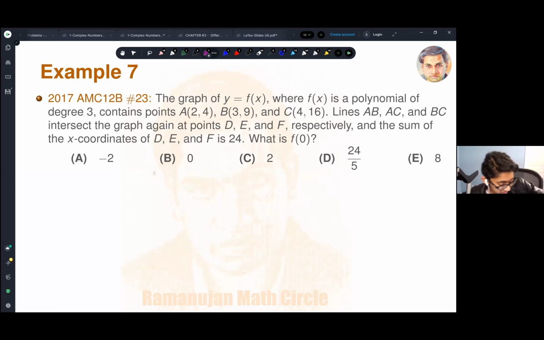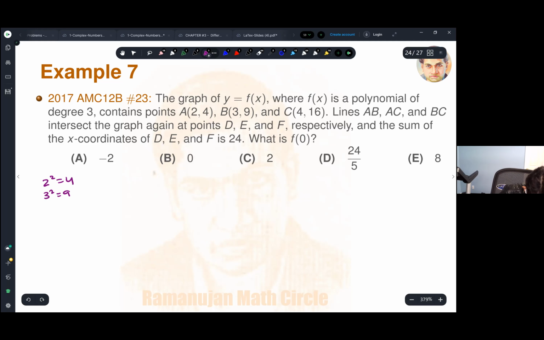All right. Let's get to this question. So first things first, what we realize, I think off the top of our heads, is that 2 squared is equal to 4, 3 squared is equal to 9, and 4 squared is equal to 16. So what we can say is that f of x minus x squared has the roots 2, 3, and 4.